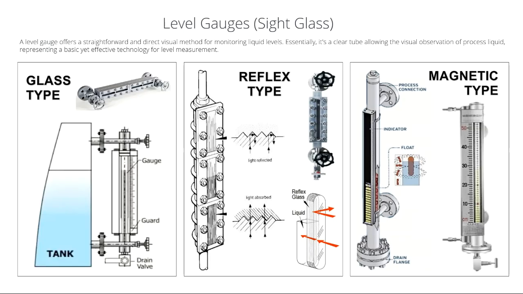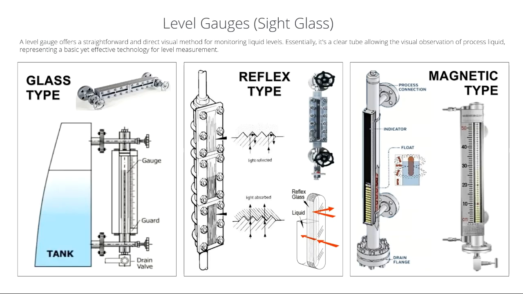To improve upon this, we have a reflex type glass that allows you to see exactly the level at a particular time, because it uses reflex glass technology that reflects back the light at a particular level of the liquid. If the level of liquid is above, the light will get absorbed and you will be able to see clearly behind, and this will improve the observation. But there is still some chance of human error in this one.